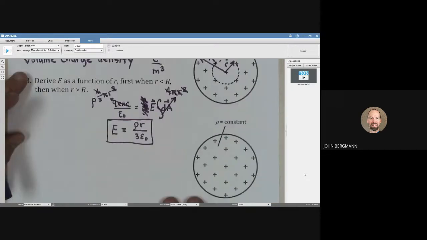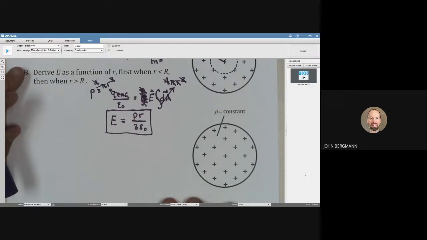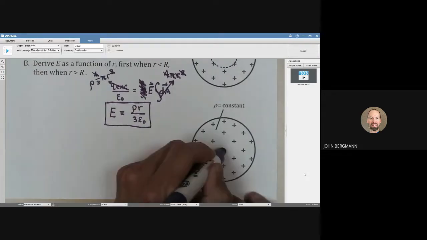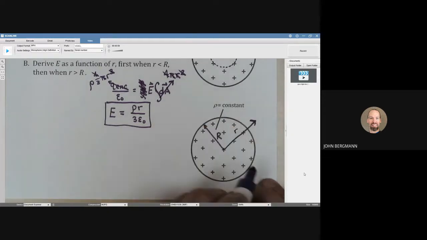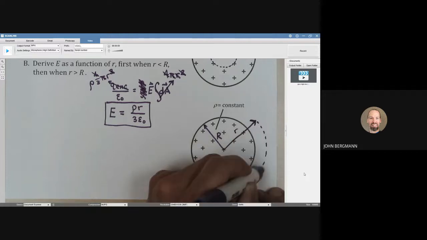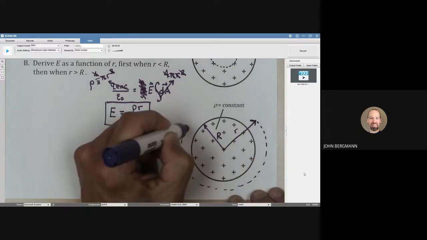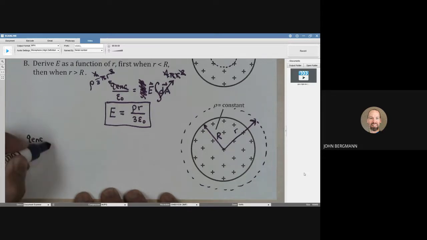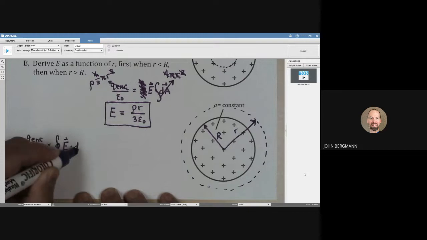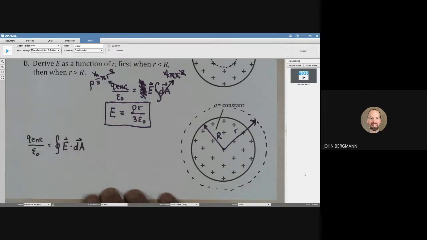What about when little r is bigger than big R? There's big R. It only goes to there. Now our variable is going to go out here. So that's where our Gaussian sphere needs to be drawn. There we go. Let's use Gauss's law again. Q enclosed over epsilon naught is equal to the surface integral of E dot dA. Now, what's the charge that's enclosed here? Well, the charge that's enclosed only extends out to big R.